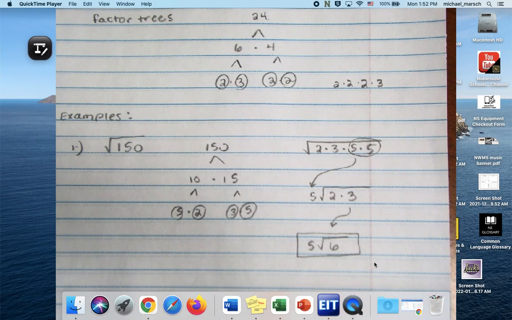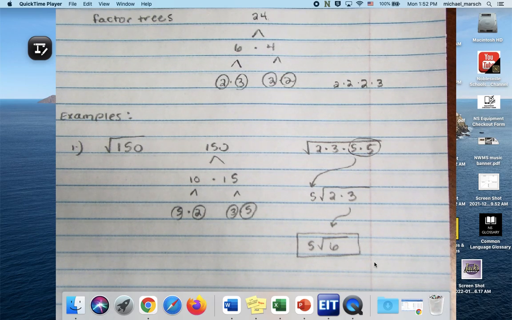What if there's 2 pairs? Great, put them both out there, multiply them. What if there's no pairs? Then they all stay underneath. And that'd be the answer. What if there's 3 of the same? One comes out, like so a pair of them comes out and one of them stays under. These are all wonderful questions.